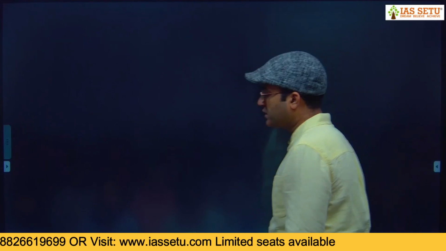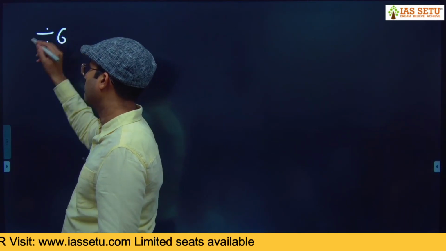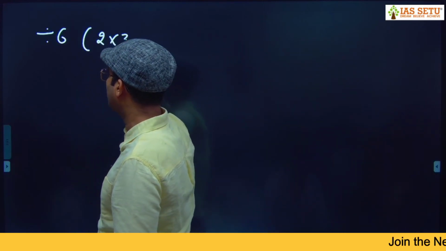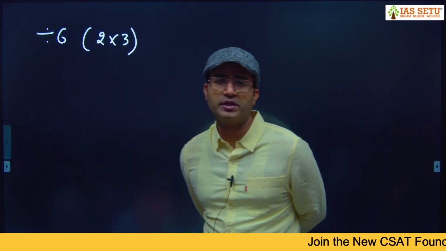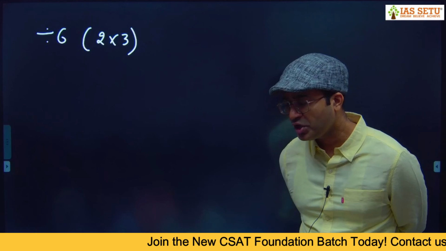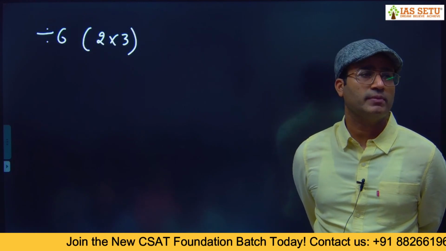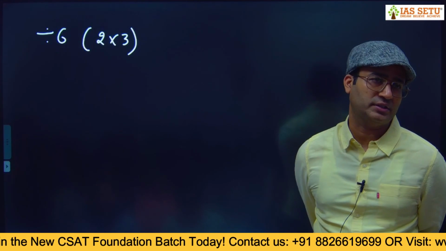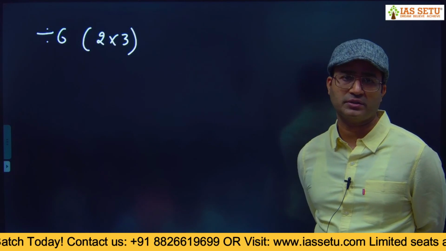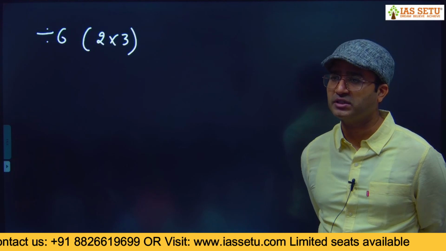Now here, divisibility of 6. We have one method which helps you check divisibility of 6. We break 6 as a multiple of two numbers and these two numbers are co-prime. So I break 6 as 2 into 3. 2 and 3 are co-prime. So here what is our shortcut? Any number which is divisible by 2 as well as 3 is divisible by 6. It has to be divisible by both 2 and 3. Then you can conclude that the number is divisible by 6.